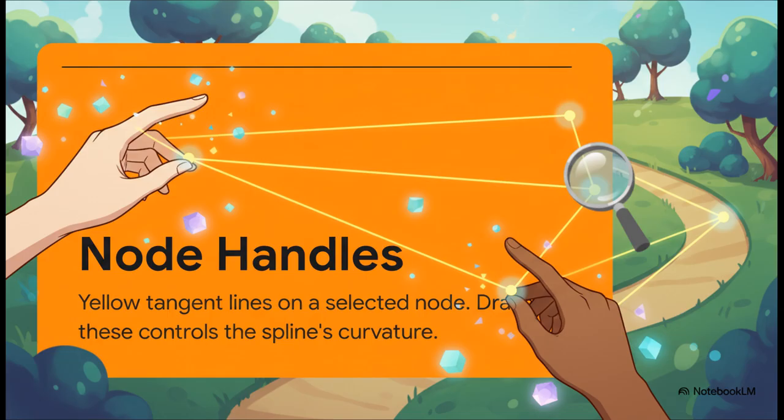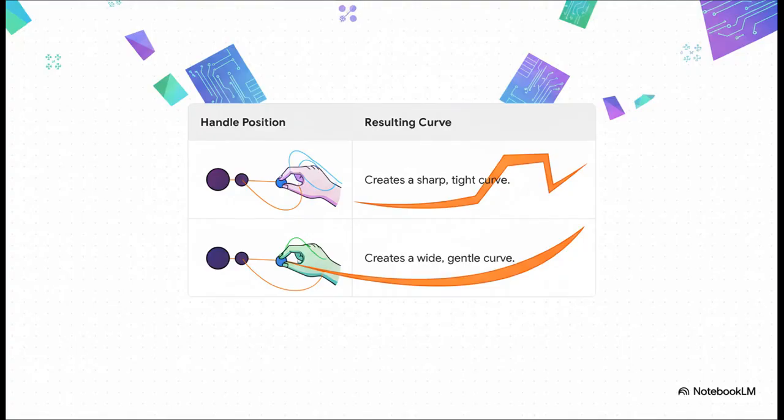They give you complete, artistic control over how the line bends and curves as it comes into and out of that point. And what's so cool is how intuitive this is. If you drag a handle really close to its node, you get a super sharp, tight curve, perfect for a sudden dip or the top of a peak. But if you pull that same handle way out, far away from the node, the curve gets really wide and gentle, which is exactly what you want for a smooth, gradual landing ramp. Just playing with these handles is the key to designing levels that feel amazing to play.